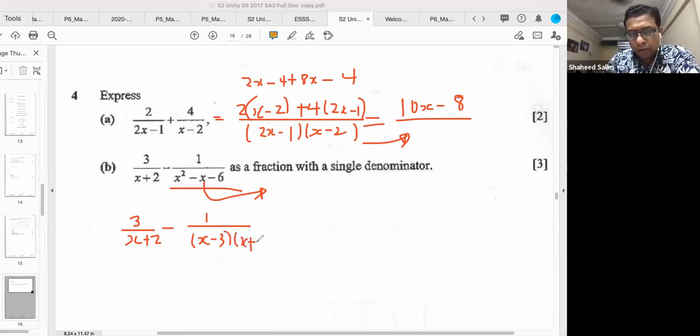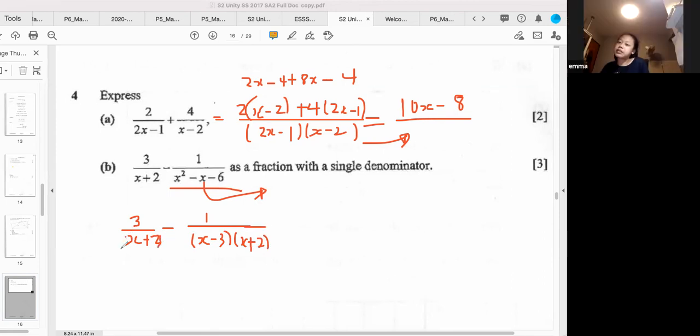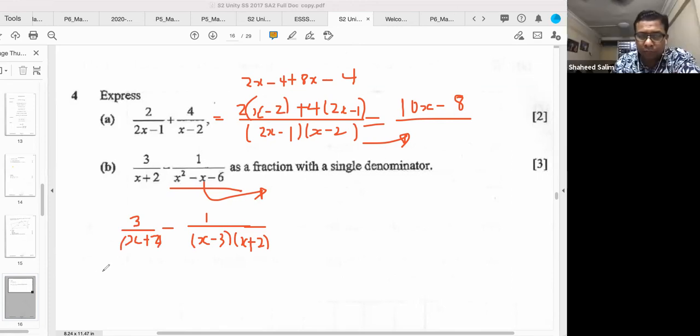Now, you want to make them have the same denominator. You only need to times the left-hand side. What do you times the left-hand side by? X minus 3. Good, okay. So we times by x minus 3 then.